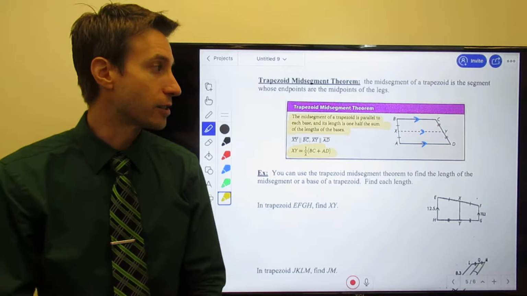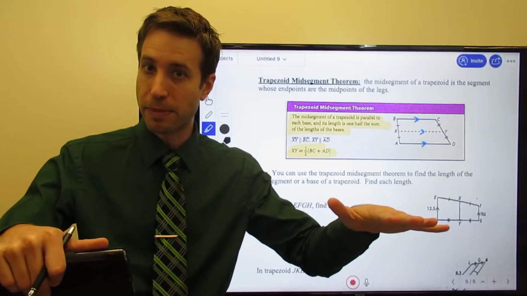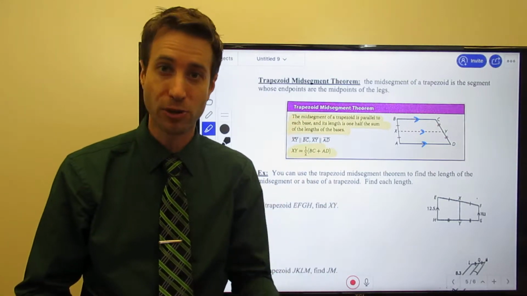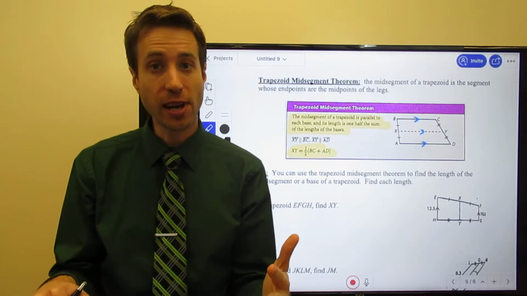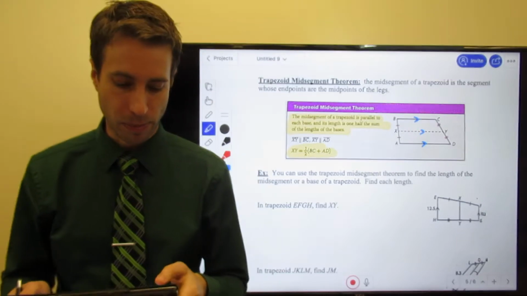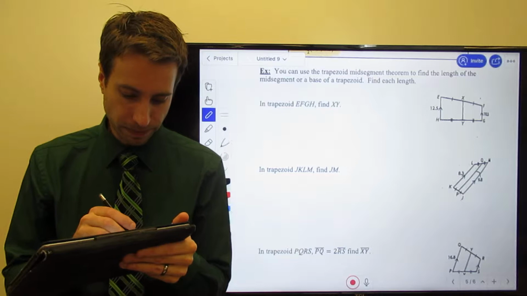That's it. That's all it is. You will simply connect the midpoints of the legs, you get a mid-segment. The mid-segment is parallel to the base sides of the trapezoid, and that mid-segment is 1/2 the sum of those base sides. Let's try a couple of problems. You will quickly catch on and see how this works.